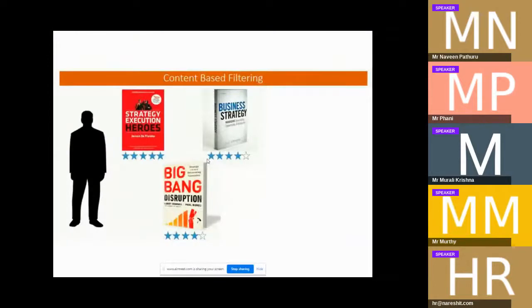Okay, let's take another scenario. Let's say here is John. John ordered a book called Strategy Execution Heroes, another book called Big Bang Disruption, and another book called Business Strategy. What is special about these three books? These three are management related books.